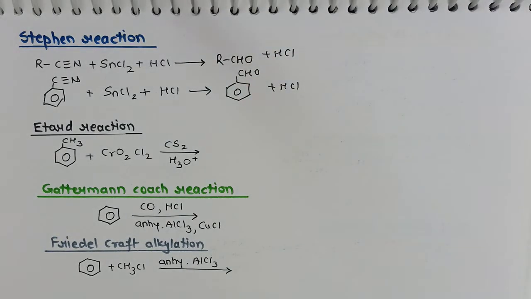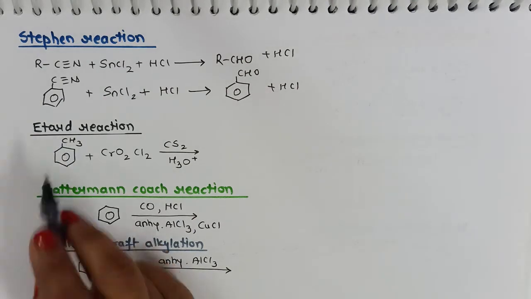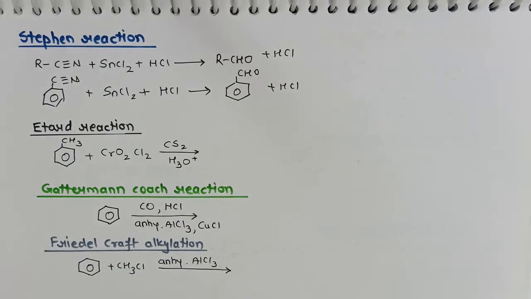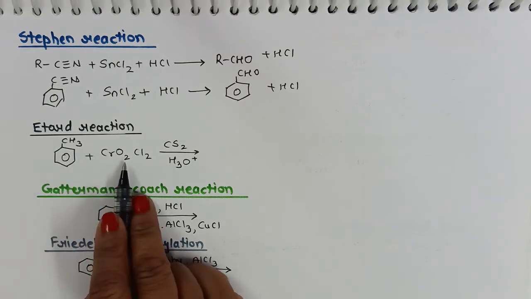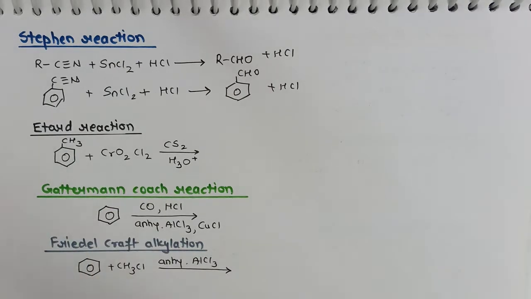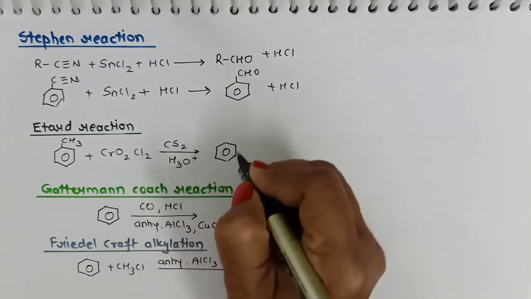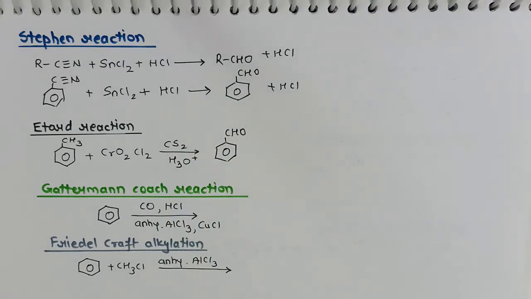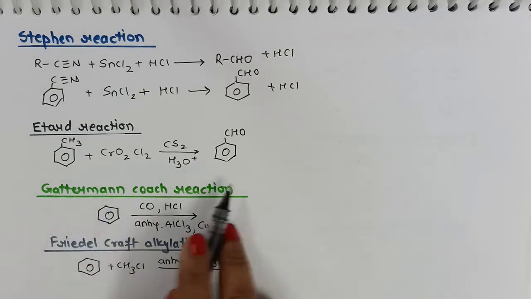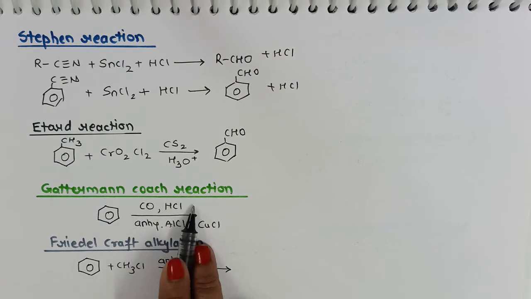Now it is not necessary to write the byproducts, but there are some particular reactions where you must mention the byproducts. Next, Etard reaction is also a method of preparation of aromatic aldehyde, like toluene is treated with chromyl chloride in presence of carbon disulfide, and we will get benzaldehyde as the product. So it is a method of preparation of aromatic aldehyde. Moving on to the next one, Gattermann-Koch reaction. In this reaction, benzene is treated with carbon monoxide, HCl, in presence of anhydrous aluminum chloride.